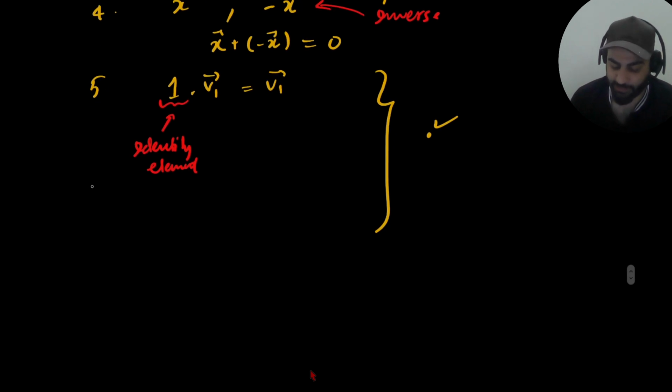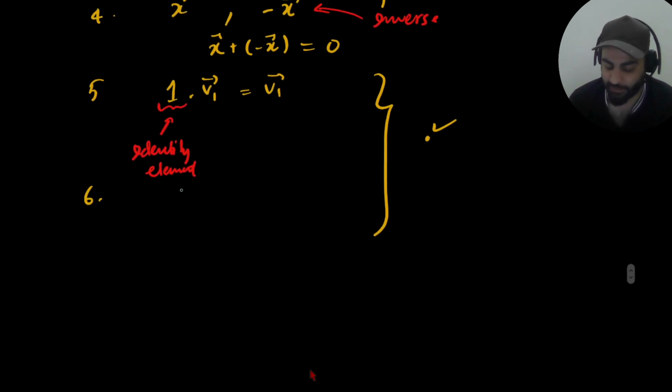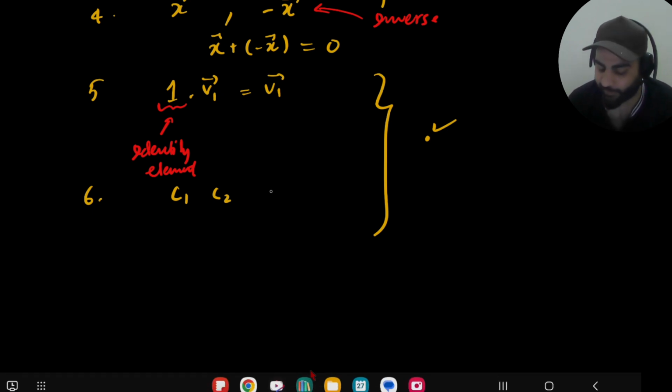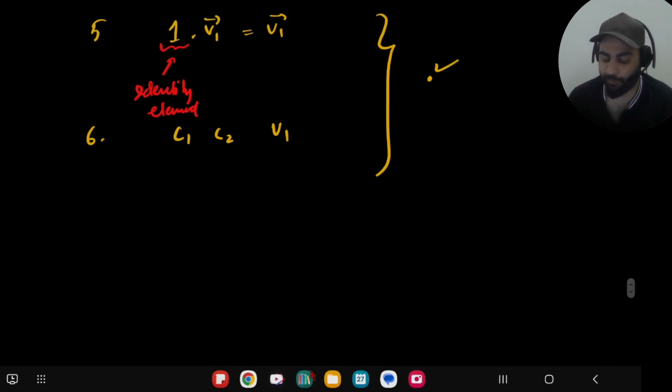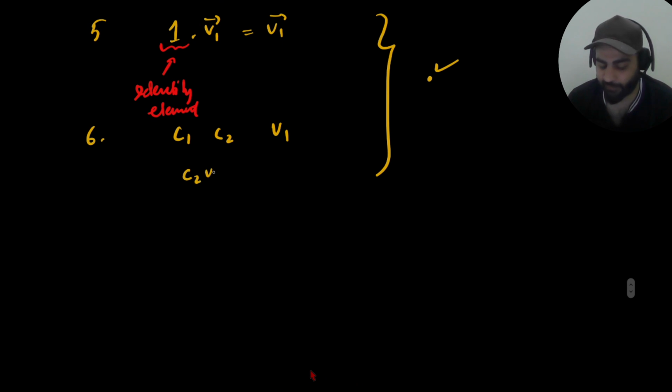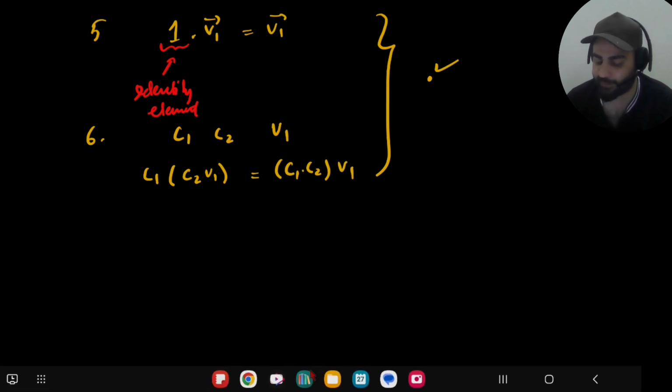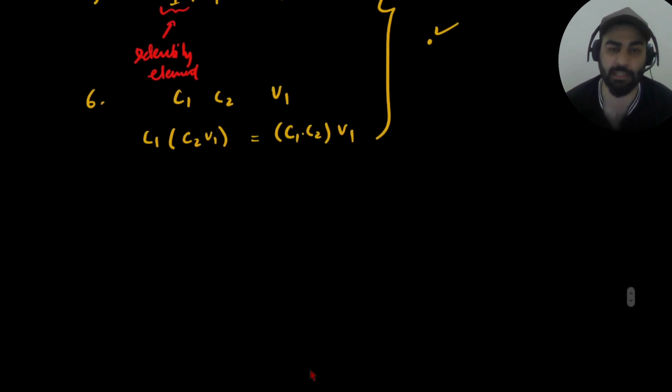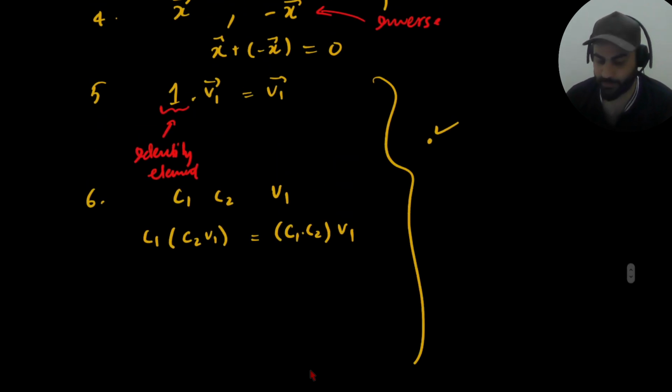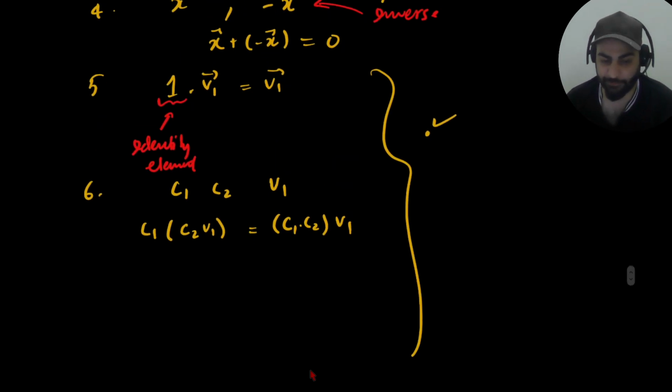Then let's suppose the sixth property is if we have two scalars, c1 and c2, and a vector v1. If we multiply c2 with v1 first, so we are scaling v1, and then scale it again by c1, it should be equal to multiplying c1 and c2 together, then scaling the vector with the scalar that you got. Okay. So this is with respect to scalar multiplication.